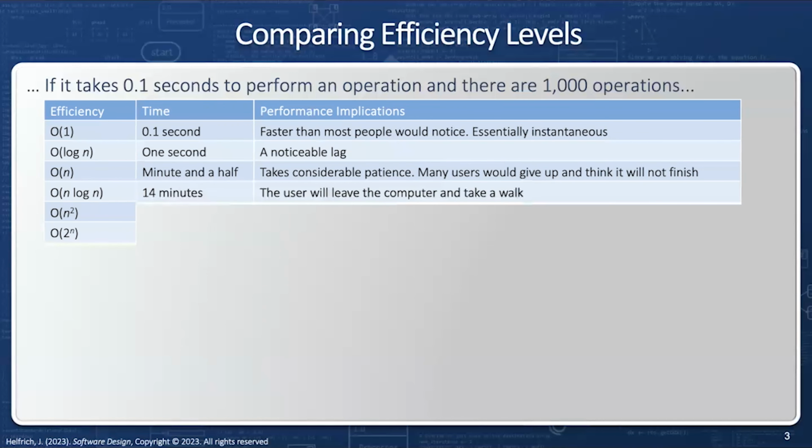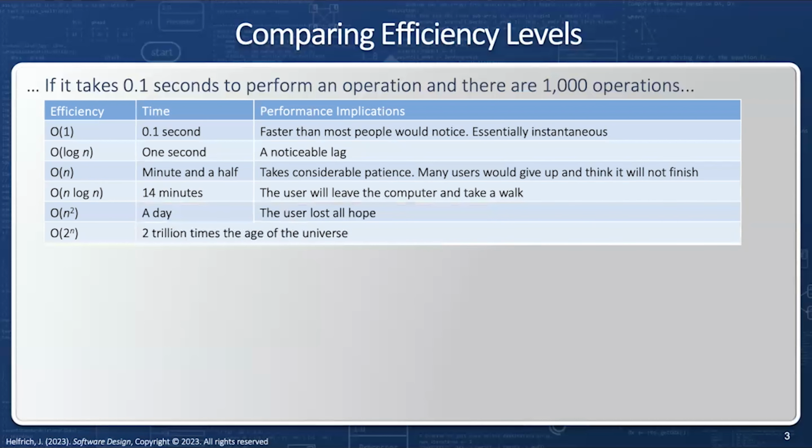Now for n log n, it'll take 14 minutes. Why 14 minutes? Well, the n part will be 100 seconds, and the log n will take 10 seconds. So this will be 1,000 seconds, otherwise known as 14 minutes. And most users would leave the computer and take a walk. Not many people would wait 14 minutes for something to finish. N squared would take a day. And most users would give up all hope. They would think it would never finish.